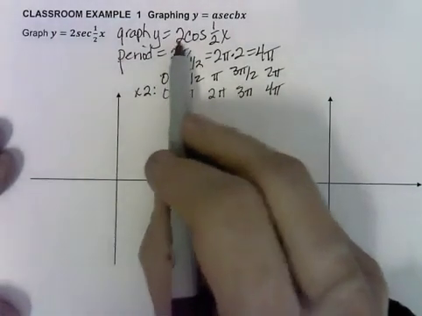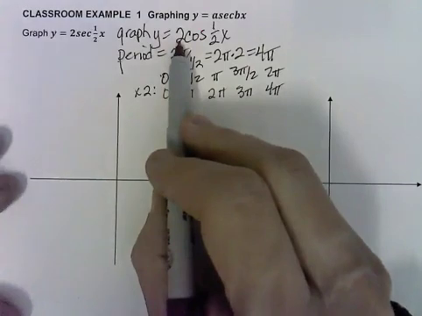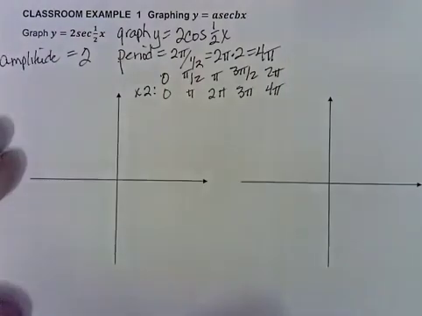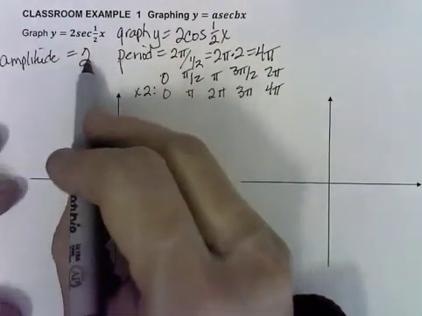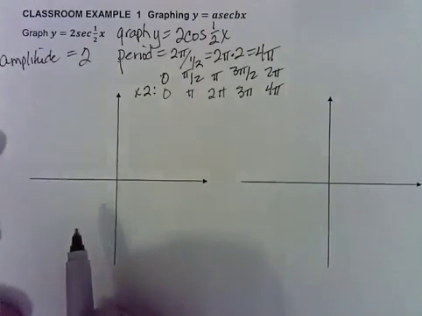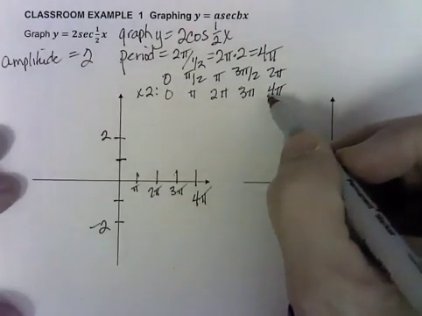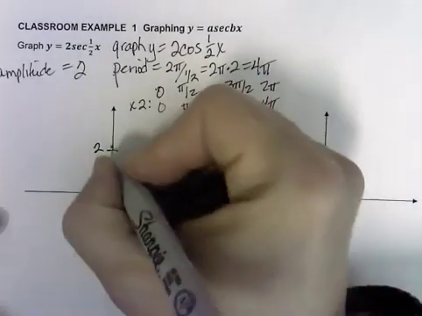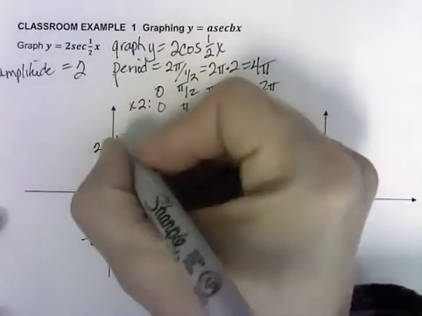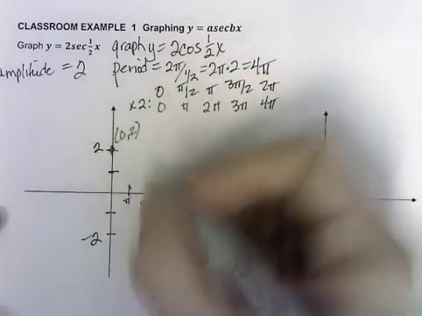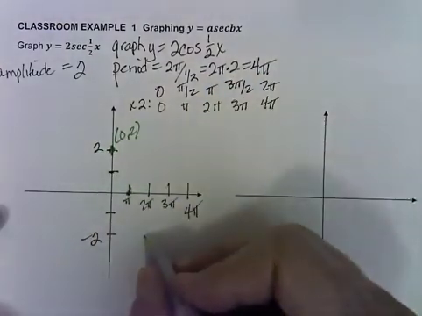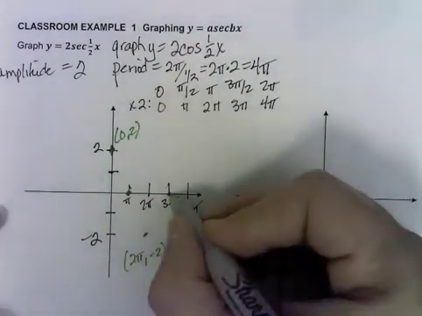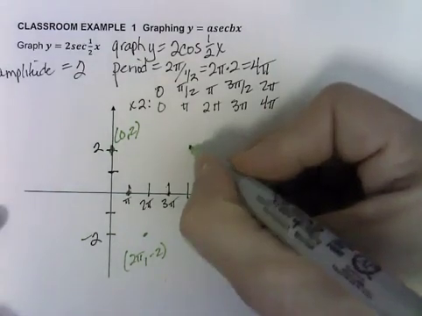The other thing that's happening here is that we've got a vertical stretch because of this 2. So that means the amplitude of our cosine graph will be 2. That means we'll have a maximum at positive 2 and a minimum at negative 2. Now I'm going to draw my cosine function in here. Remember, cosine starts at the maximum and goes down. So my function is going to start up here at the point (0, 2). It's going to go down to the x-axis, then down to my minimum, which will be at (2 pi, negative 2), back to the x-axis, and back to the maximum.